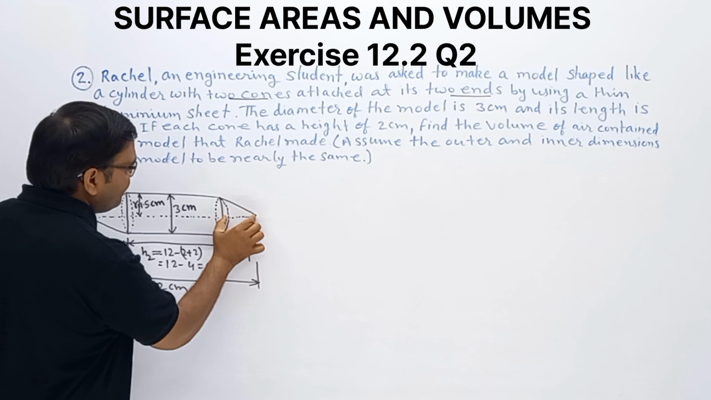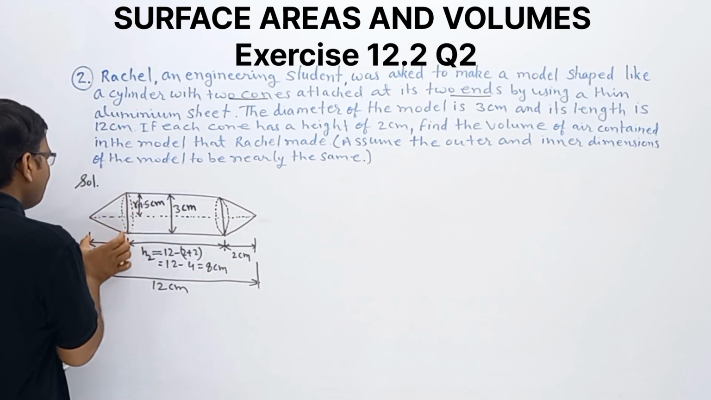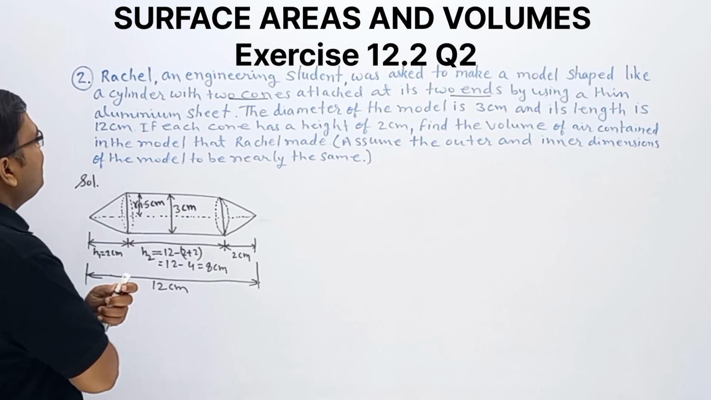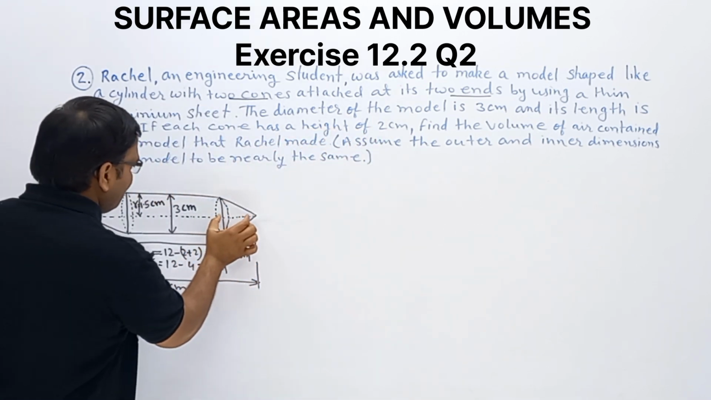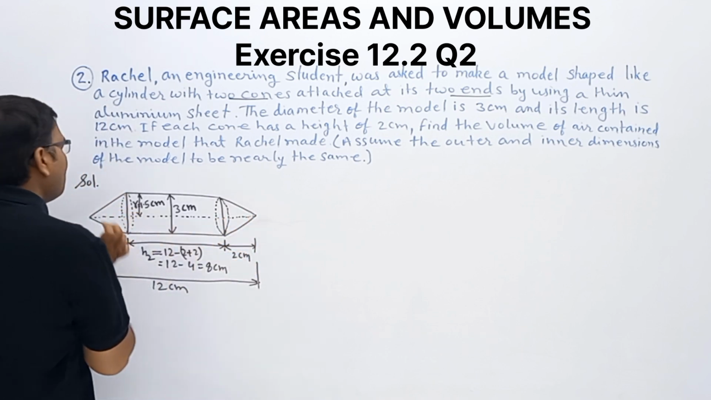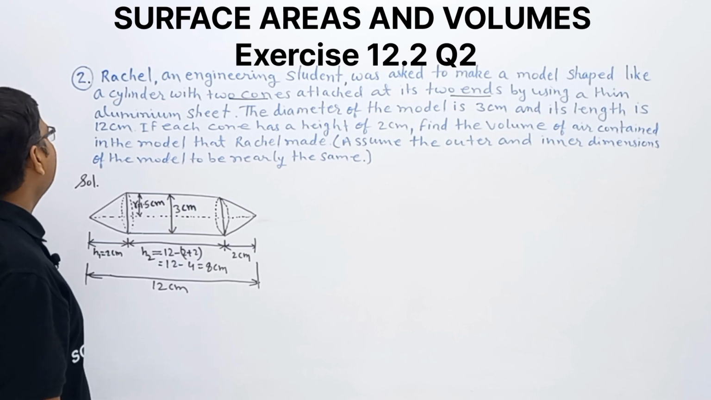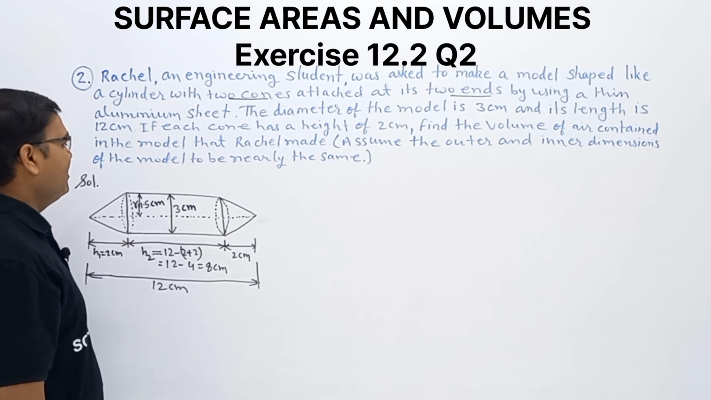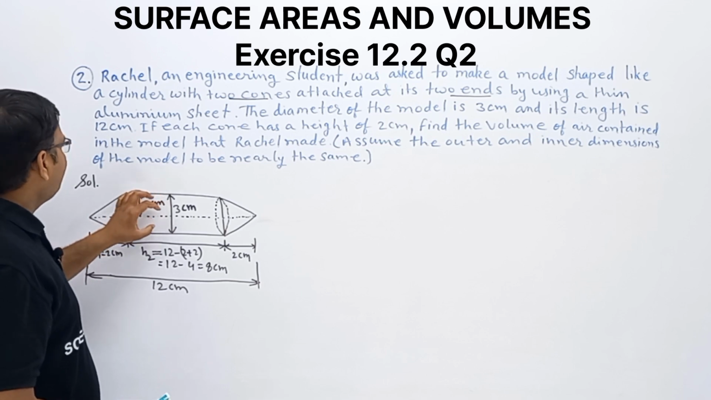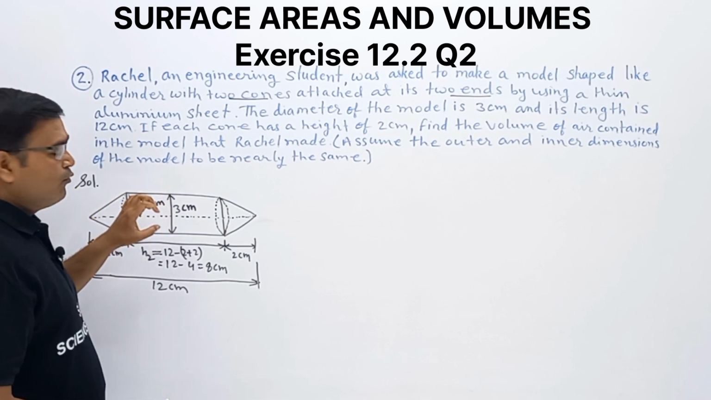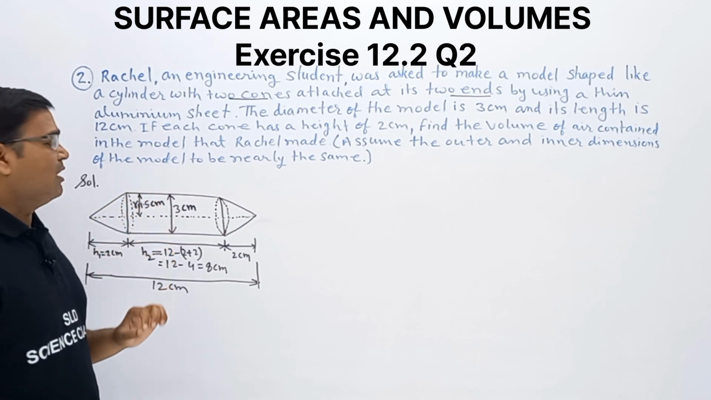If each cone has a height of 2 centimeter, cone height means this point to this one. This is the height of a cone, and this is 2 centimeter, and this is also 2 centimeter. For this one 2 and for this one also 2 centimeter height. Find the volume of air contained in the model that Rachel made. Now we want to find the air contained in the model. What we want is the volume of the air contained in the model.